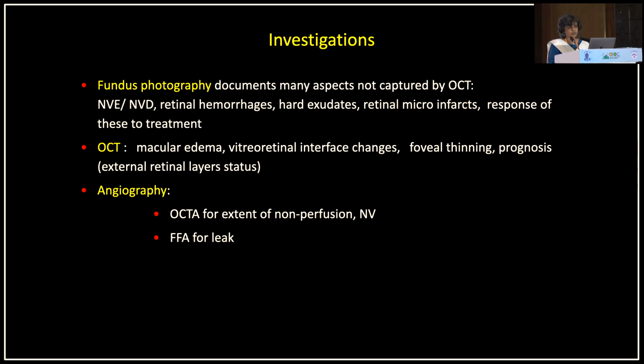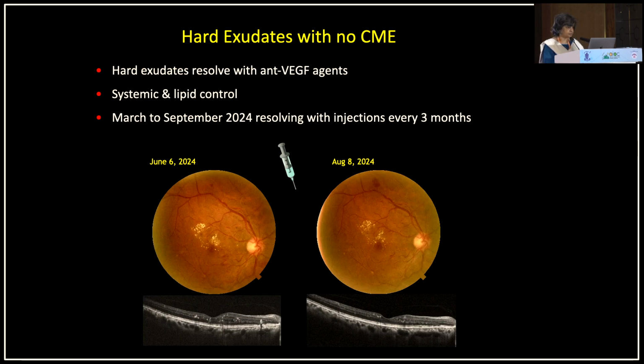Fundus photography is very important even in the OCT era because it can pick up hard exudates which cannot be picked up by OCT. OCT can show, apart from edema, vitreoretinal interface changes, foveal thinning as a sign of prognosis, and external retinal layers disruption. OCT angio can show non-perfusion and new vessels, but fluorescein is mandatory to identify macular leakage for macular laser.